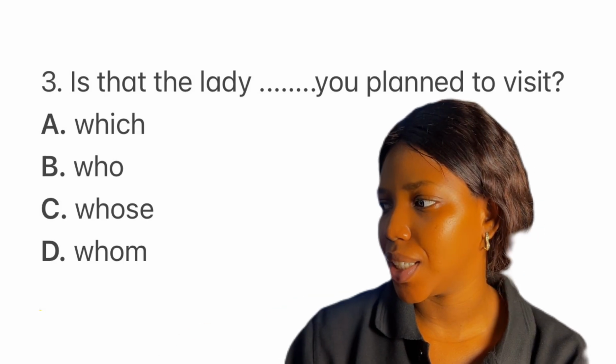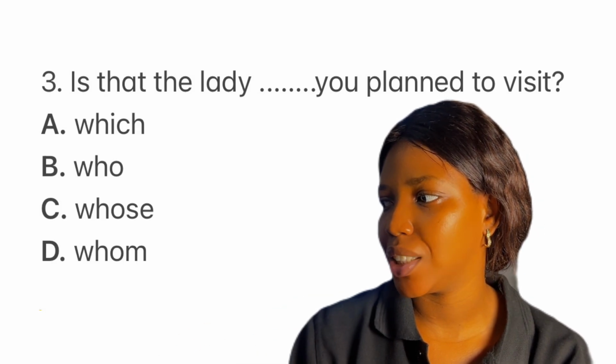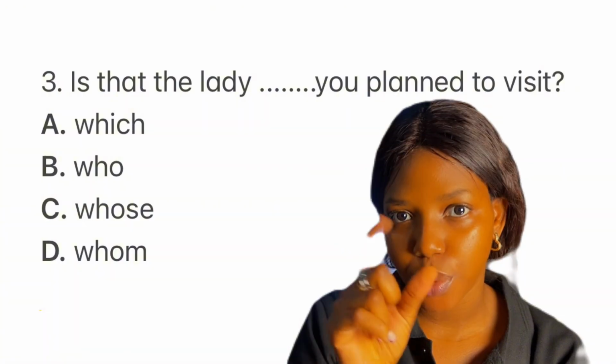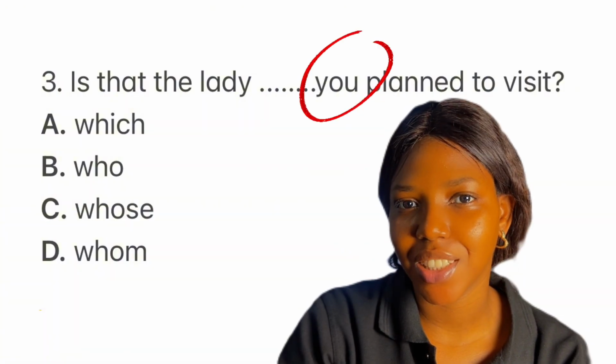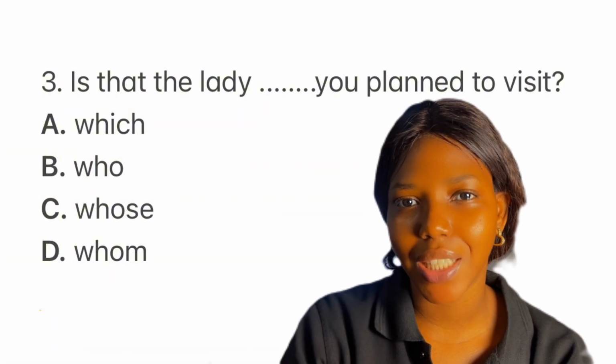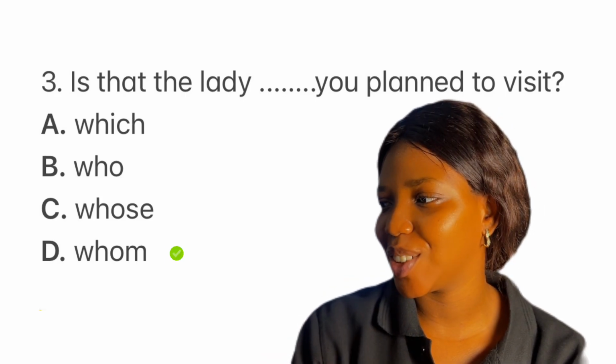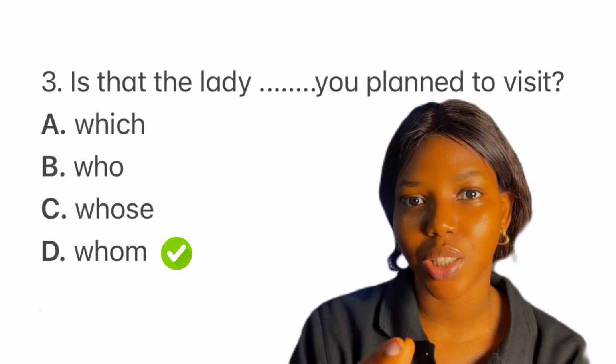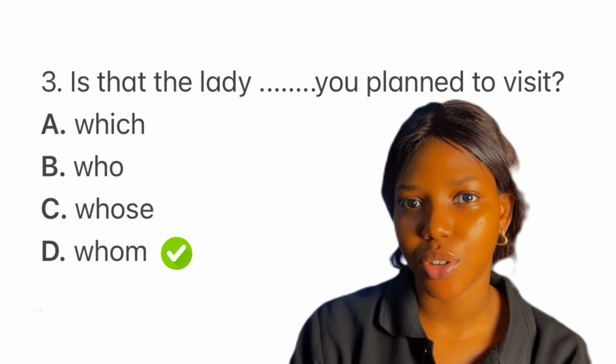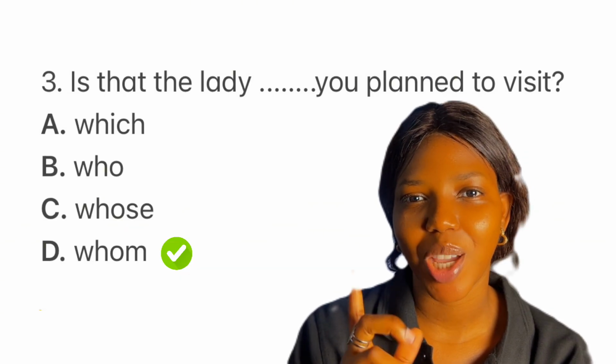Now, when you take a look at the sentence, is that the lady that you planned to visit? You see that you is the one planning to visit. So you is carrying out the action. The lady is going to be receiving the visitation, right? Good. So final answer to this question is whom, because the lady is at the receiving end. Okay. So final answer is option D.